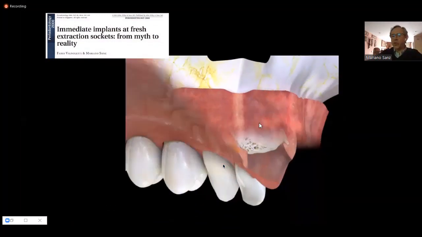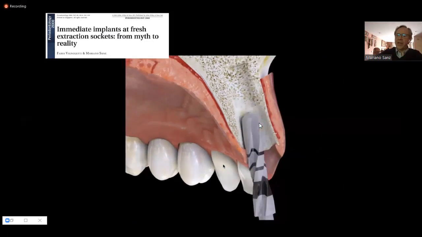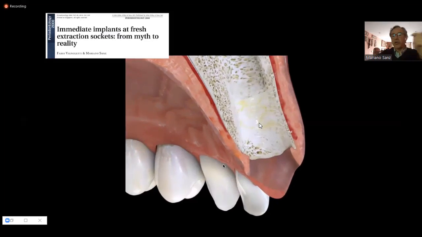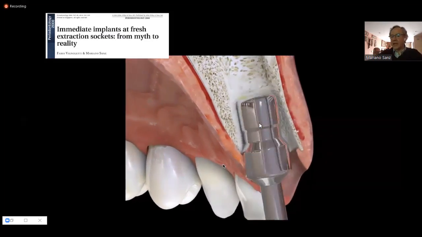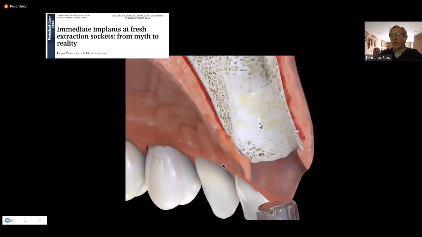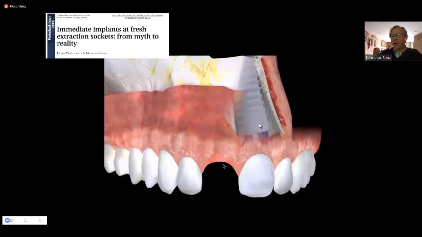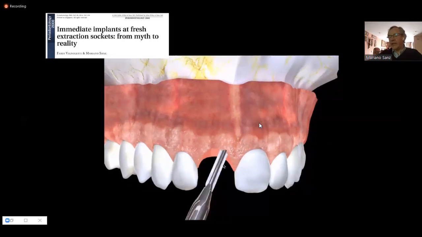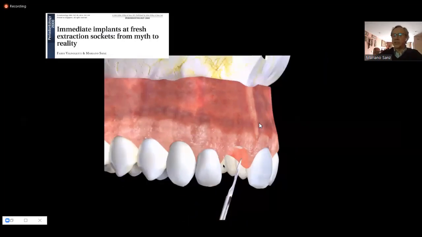Basically, when we do immediate implant placement, we do a flapless approach. And as you know, we are going to aim to the palatal wall, and we are going to place our implant about 1 millimeter below the crest, and always in the favorable, ideal, prosthetically driven position.